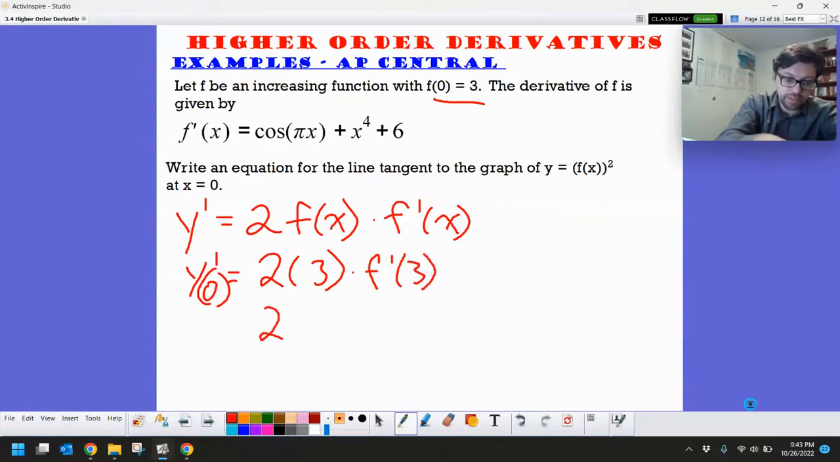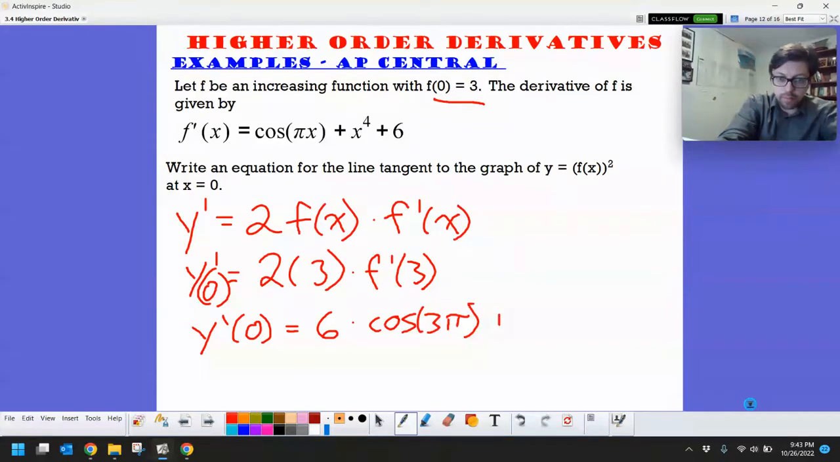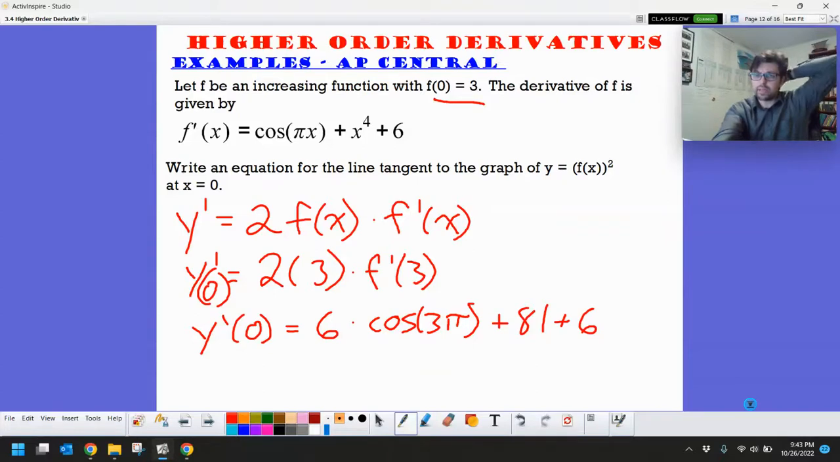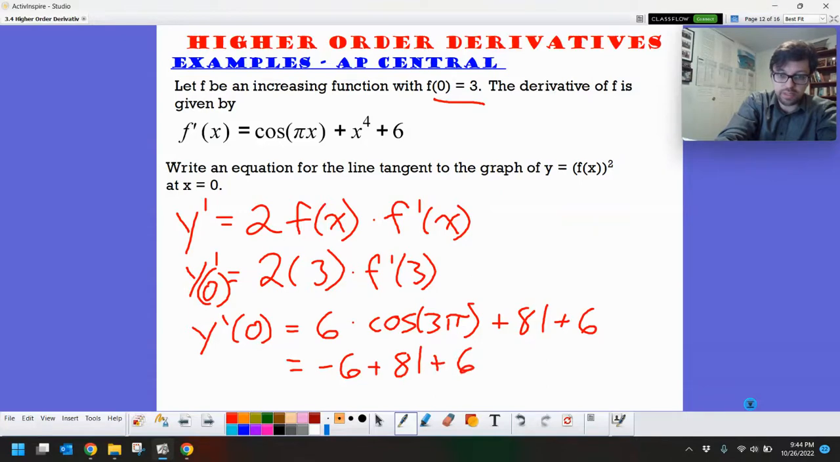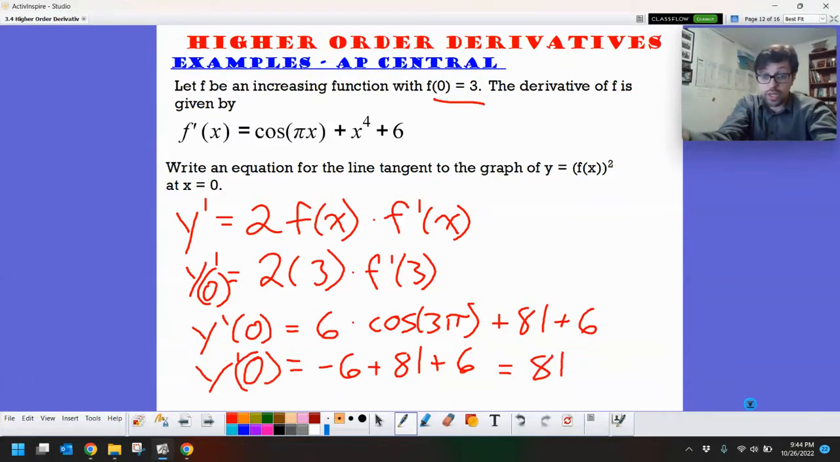All right, well, that's 6 times the cosine of 3 pi plus 81 plus 6. Cosine of 3 pi is coterminal with just pi. Cosine of pi, no, -1. So that equals -6 plus 81 plus 6, which equals 81. So that is the slope of our tangent line for this function.